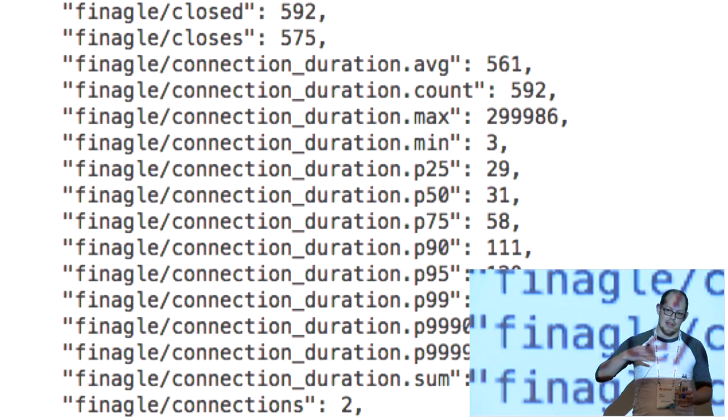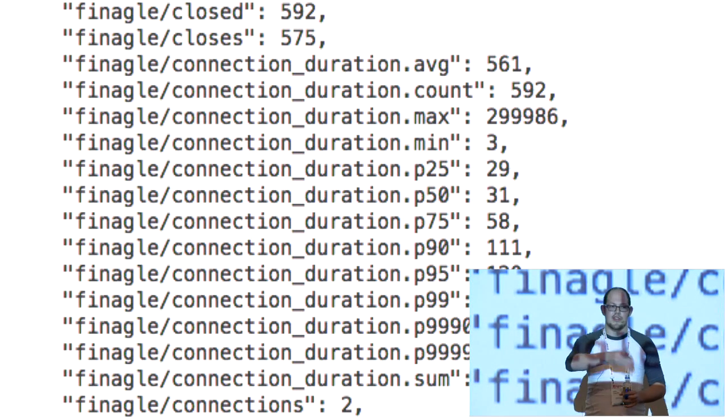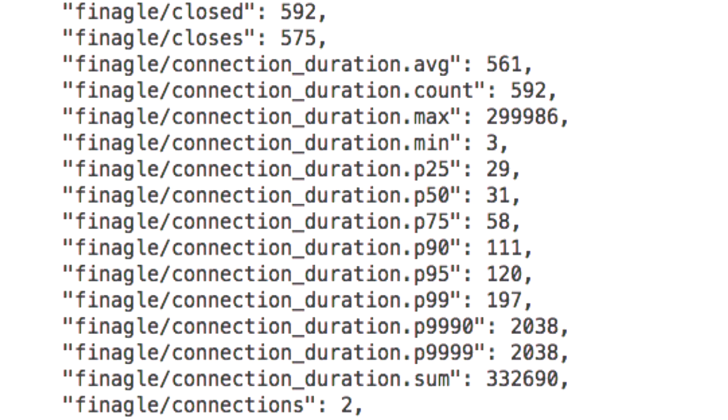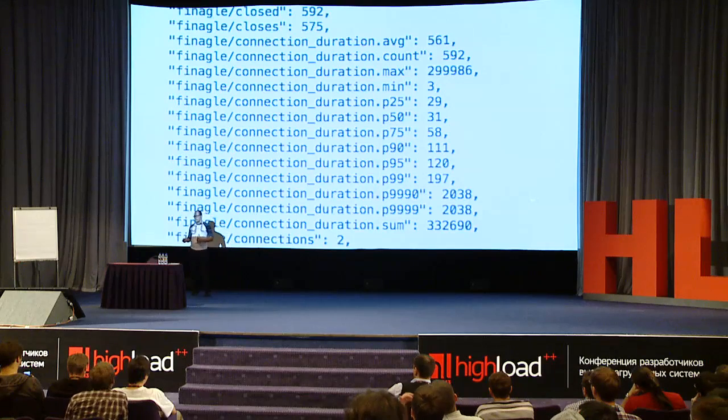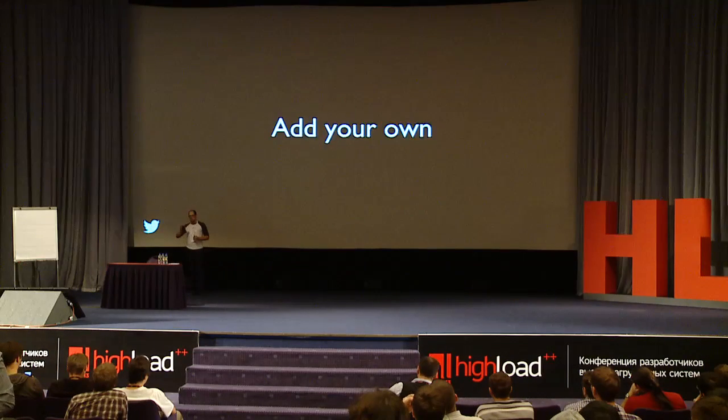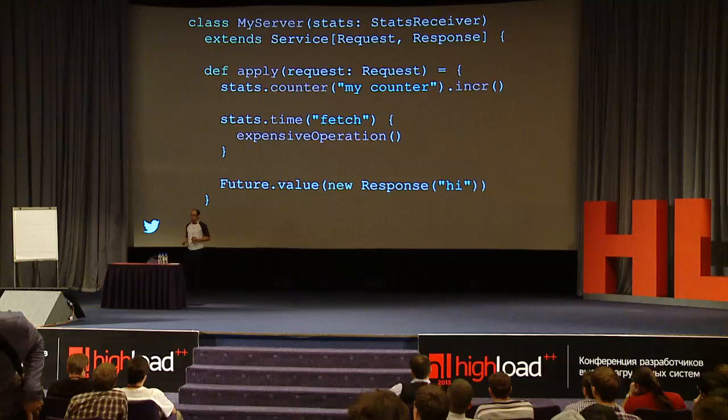And at Twitter, we have collectors that go through and fetch these JSON pages and then throw them into a database that we can then query to draw graphs and plot things against each other and see how things are performing. So this is an example of how it looks inside. You can see that we collect very detailed metrics: P50s, P75, averages, maxes, mins, number of connections. There's a ton of stuff in there. You can also add your own.